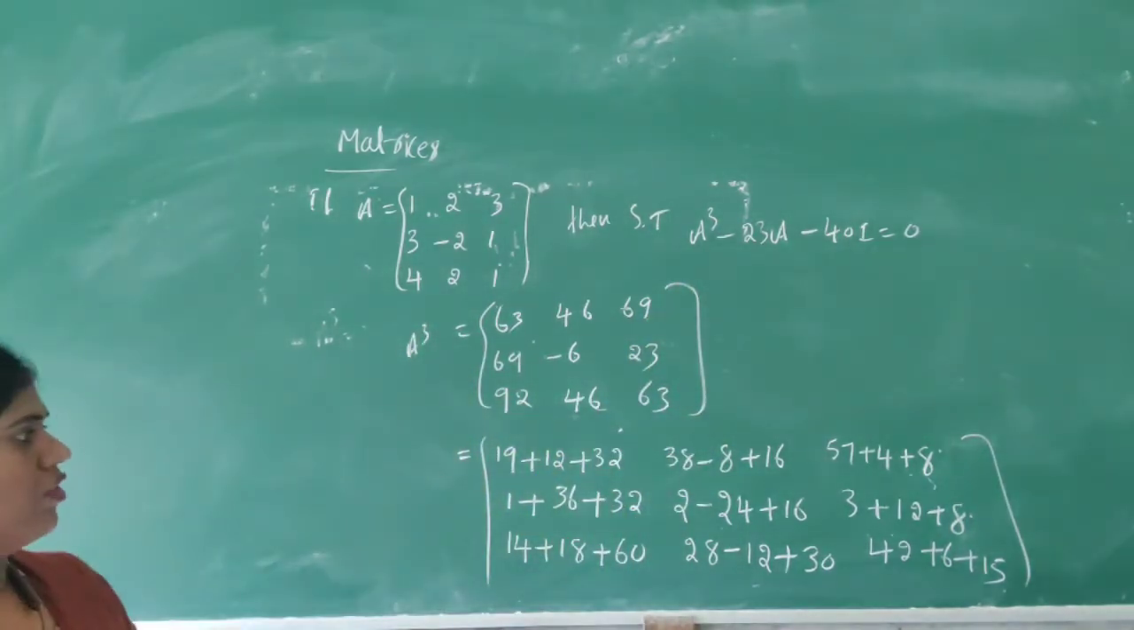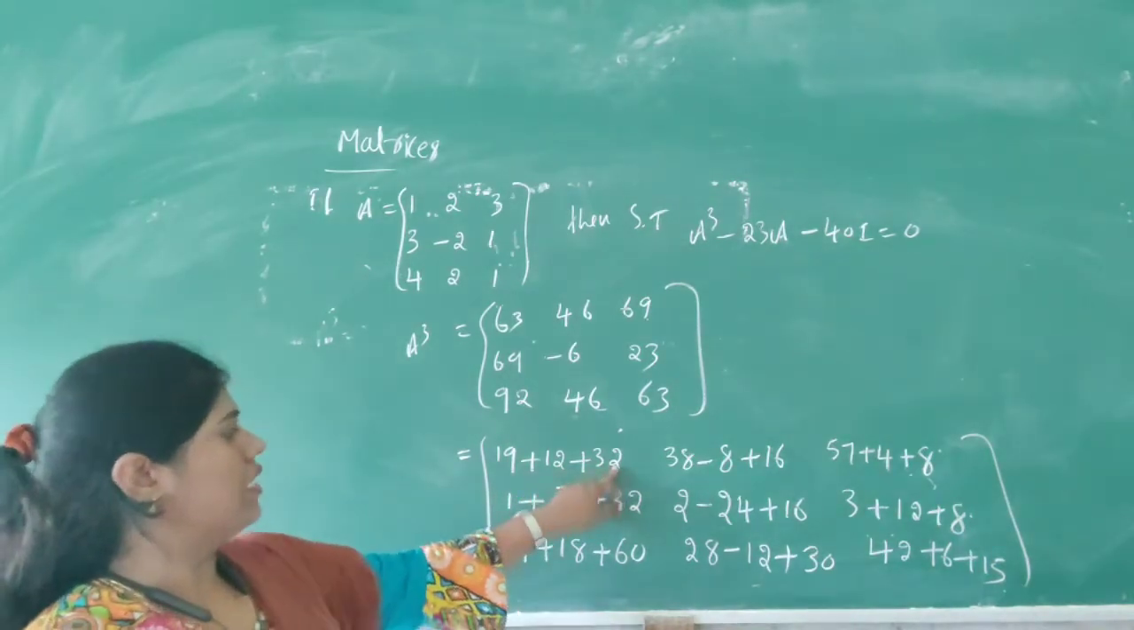63 46 69 correct now. Next one, 69 minus 6 23, so 92. I'll just write that makes 46 63. Okay, this one is A cube. We just take it.